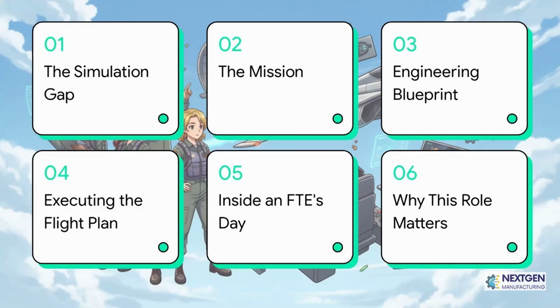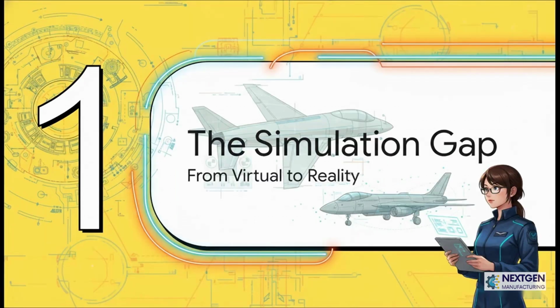So here's our flight plan for this explainer. First, we're going to talk about why this job even needs to exist. We'll call it the simulation gap. Then we'll dive into the three main types of test missions. We'll look at the engineering blueprint they follow, see how the whole team executes the plan, and then we'll go inside a typical day for an FTE. And finally, we'll wrap up with why this role is just so incredibly important. All right, let's get right into it.